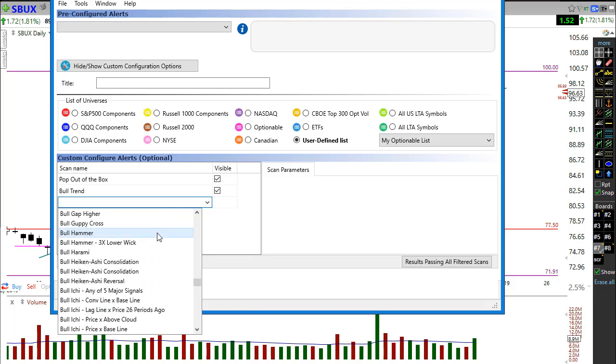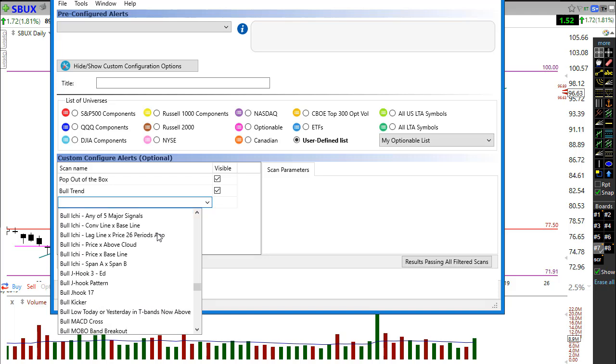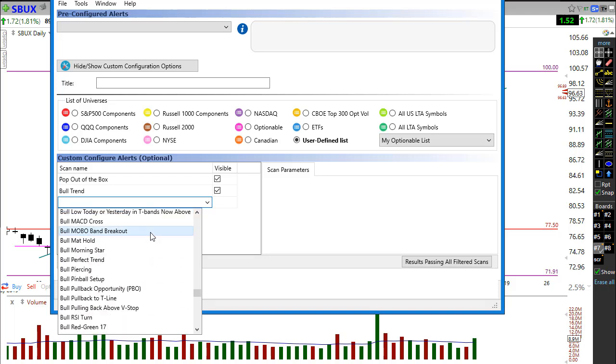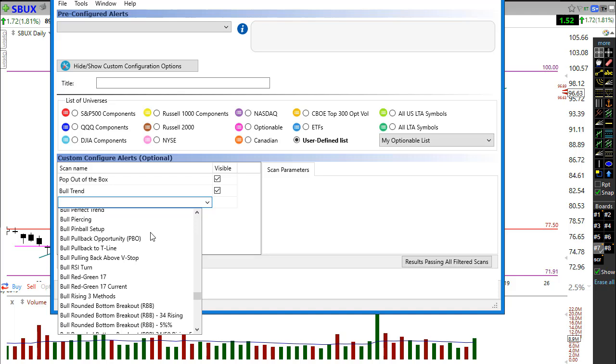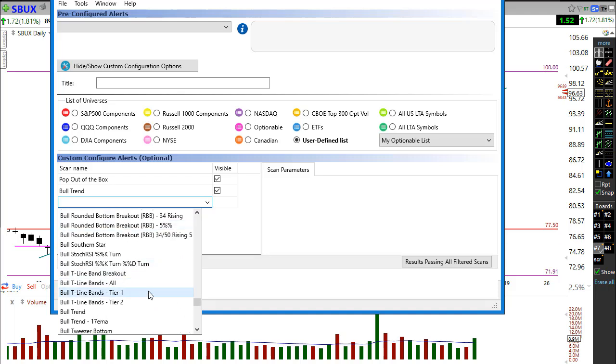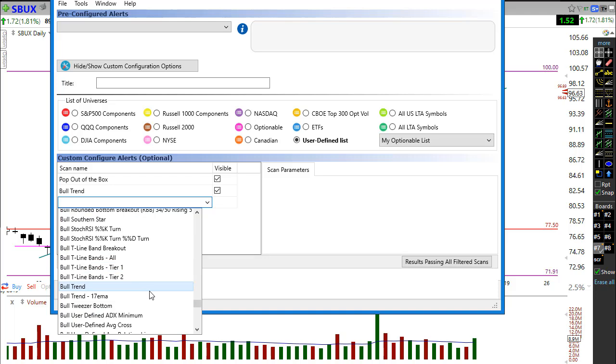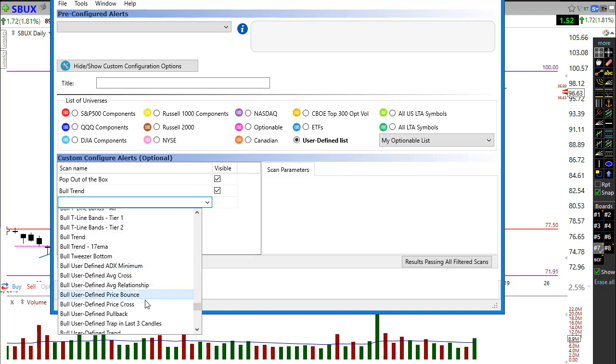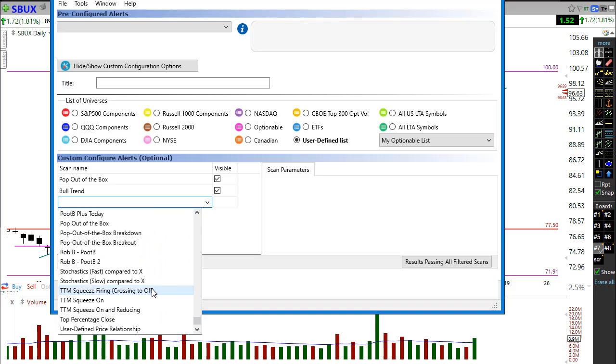So these scans are already written. We can find candle patterns. We can find J-hook patterns. We can find the TTM squeeze. We can find rounded bottom breakouts. We can find pullbacks. We can find moving average crossovers. We can find all kinds of trends, bull tweezer bottoms. I mean, it just goes on and on and on. The number of scans that you can run.